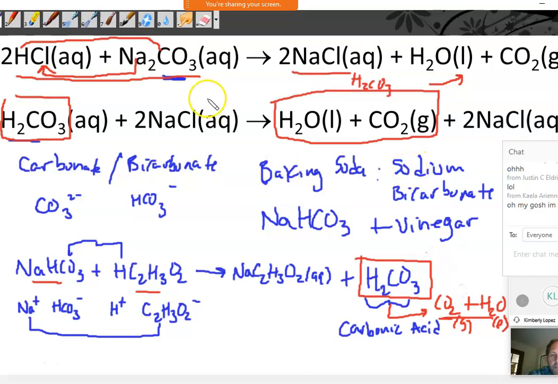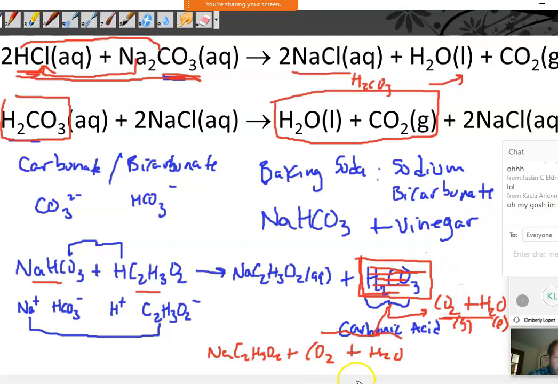Okay? So anytime you see carbonate or bicarbonate and you're mixing it with an acid, you have to remember that if you form carbonic acid, you don't actually write carbonic acid. So my actual answer here should be NaC2H3O2 plus CO2 plus H2O, because carbonic acid does not really exist in our regular pressure environment. It has to be pressurized. Okay? Does that make sense?